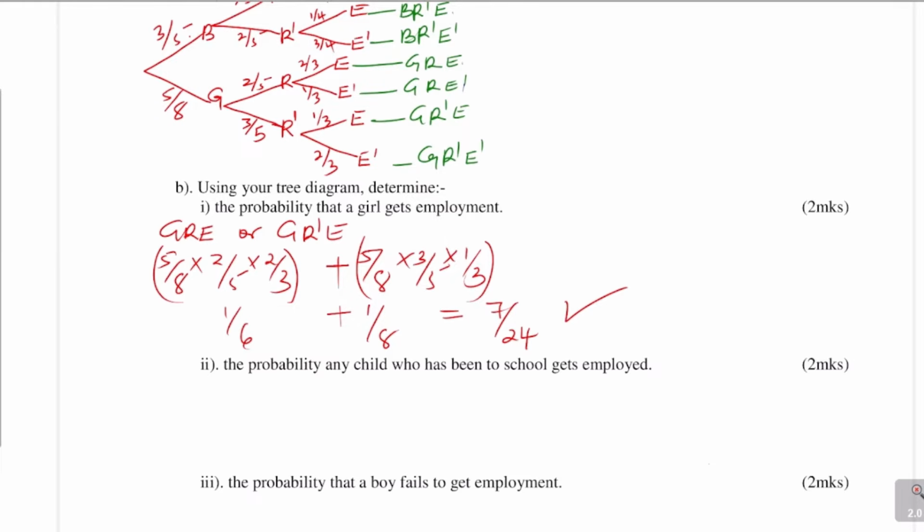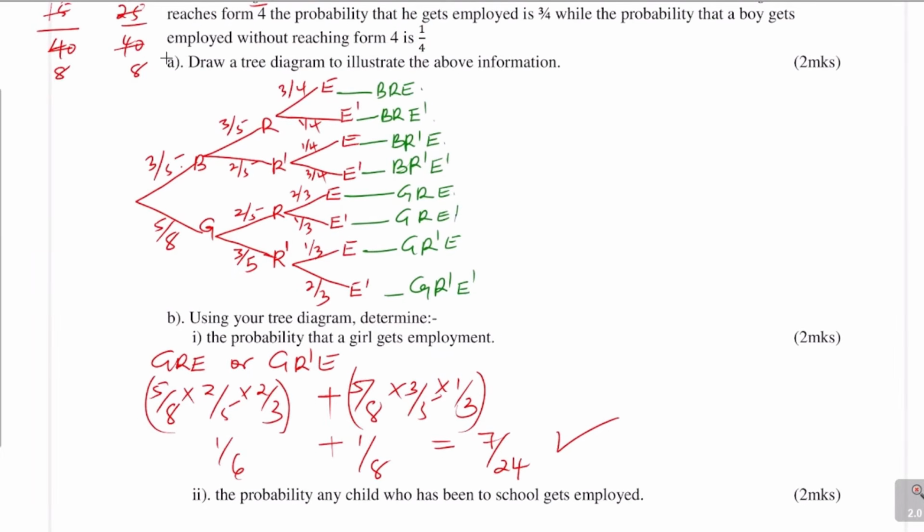So we are going to take the probability that any child who has been to school gets employed. That means the first one is a boy reaching Form 4 gets employed, and a boy who doesn't reach Form 4, because he has been to school, only that he never reached Form 4, gets employed. That is another one. The girl reaches Form 4, gets employed, and the girl doesn't reach Form 4 and gets employed. So there are these 4 that I've ticked here.